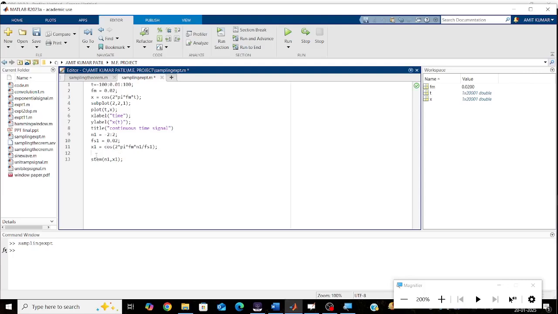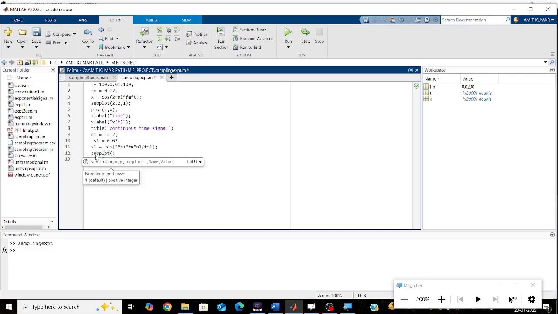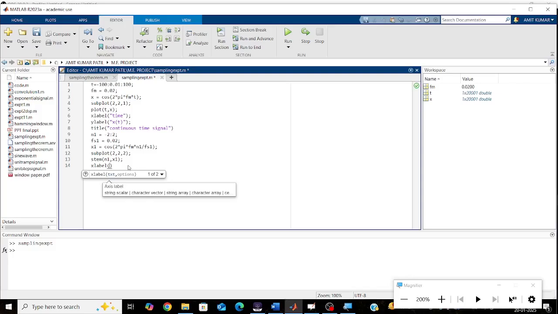Before plotting the signal, we decide the position on which you want the graph. For that you have to write the command subplot. Subplot we write 2 comma 2, 2 rows 2 columns, but now I want it in the second position, so comma 2 you have to write: 2 comma 2 comma 2. After this, xlabel, ylabel, and title. On the horizontal axis we have taken the number of samples n1, so you can write n1 or number of samples.